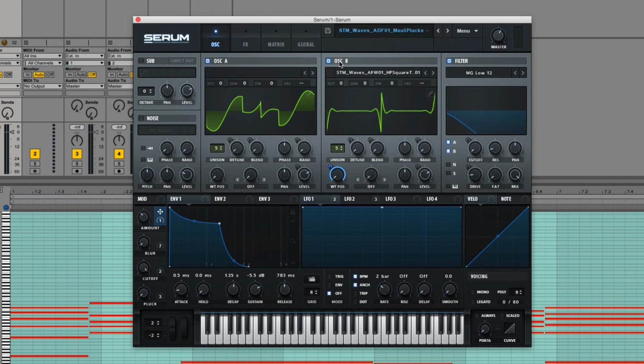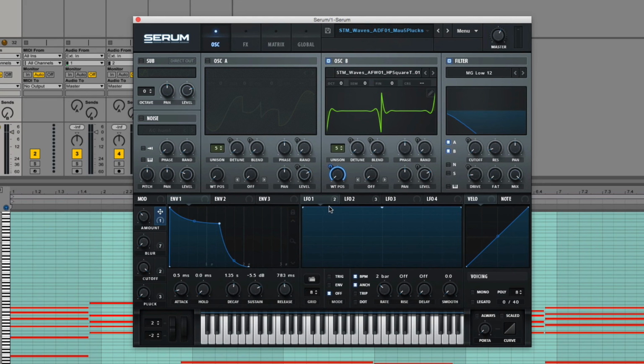The first thing that makes this particular patch so cool is the AFW table, or one of the high pass square tables from the analog filters pack that we just released on Sick Twisted Minds. And what this does is it gives you a high pass square. And it adds an interesting high end, as we'll see as we get this preset more built out.